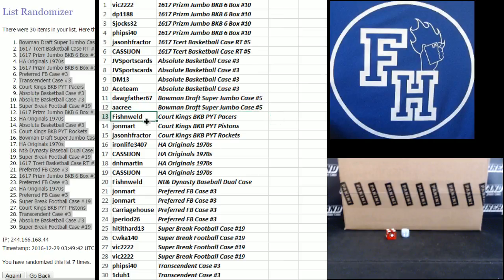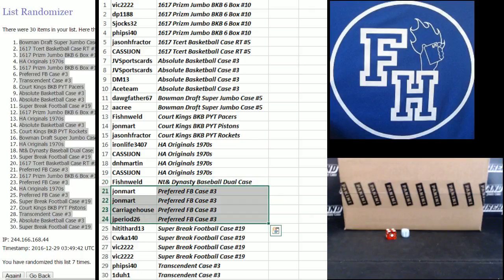Look at that. Fish and Weld, John Martin, Jason H. Fractor got Teams and Court Kings. Pacers, Pistons, and Rockets in that order. Iron Life, Cassie John, DNH Martin, and Cassie John again. Historic autographs, which is finally breaking tonight. Fish and Welds in the double case of NT and Dynasty. John Mart twice.